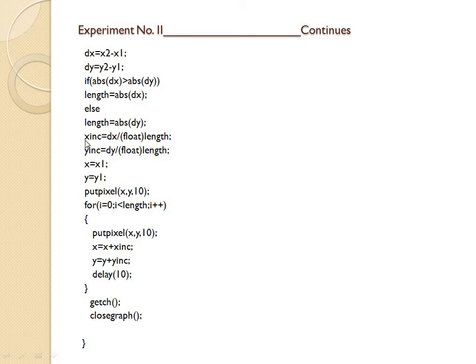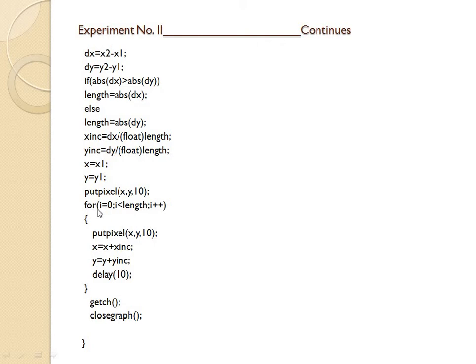Then we calculate the x increment and y increment, if floating point: x increment is equal to dx upon float of length, and y increment is equal to dy upon float of length. Then we initialize x is equal to x1 and y is equal to y1. Then the putpixel function is required. This function is used to put a pixel to draw our line. Then the for loop is used: for i is equal to 0, i less than length, i plus plus.